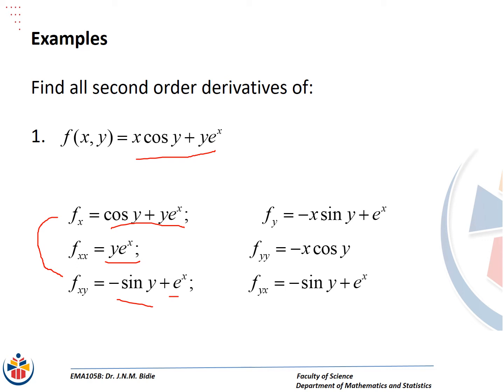Let's go to the other side. When we differentiate with respect to y, now let's check if that's done correctly. With respect to y, x is a constant, so the derivative of cos y is negative sine y. And then we have that x, which we take out as a constant. And then we go to the second term, the derivative of y e to the power x will just be equal to e to the power x, because remember, we're differentiating with respect to y.